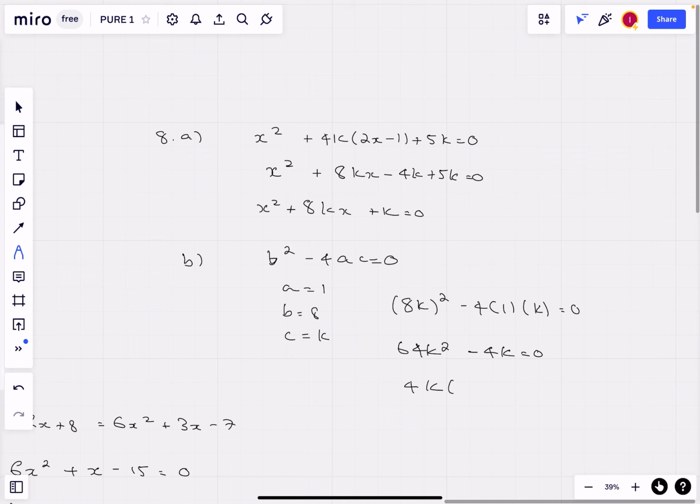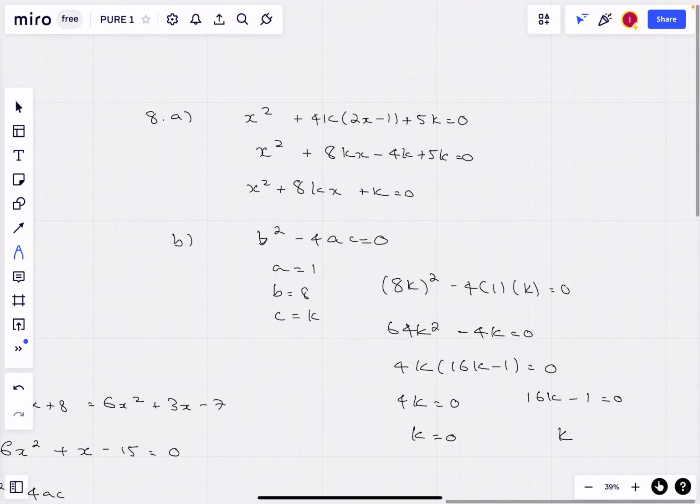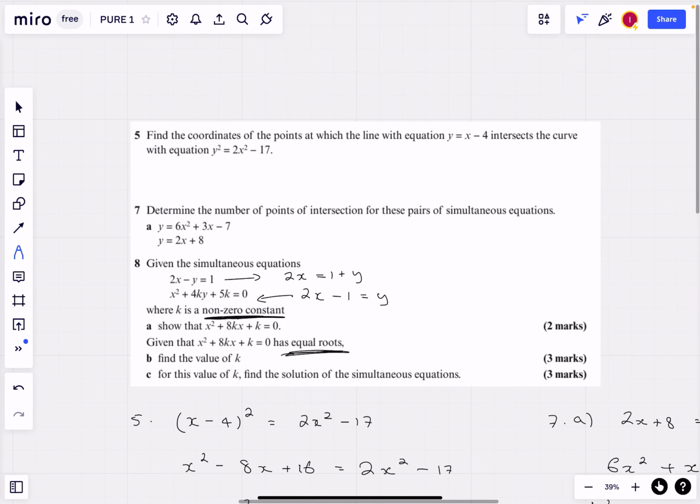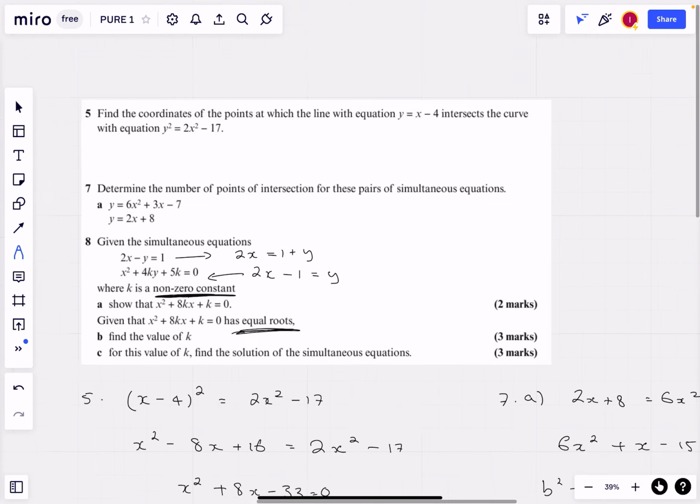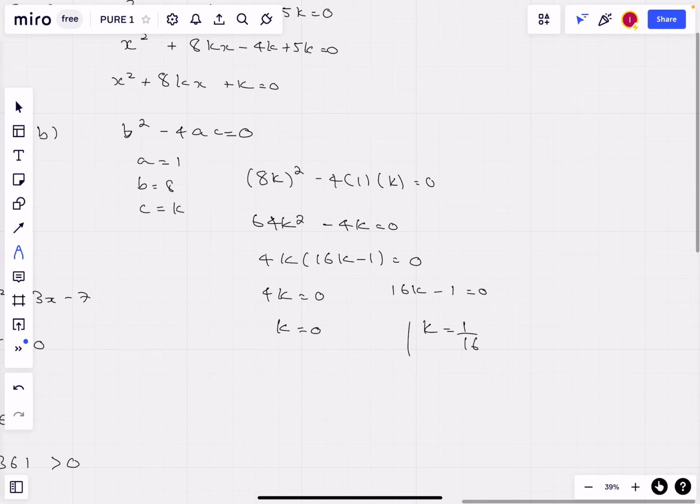4k(16k minus 1) equals 0. That's just factorizing. So that means 4k equals 0 or 16k minus 1 equals 0, so k equals 0, or k equals 1 over 16. But remember, it says k is a non-zero constant. So this is your only solution.